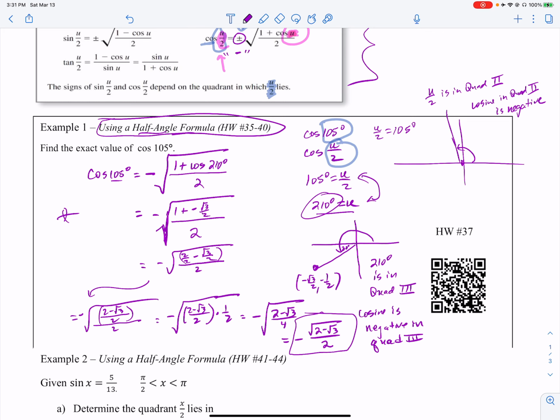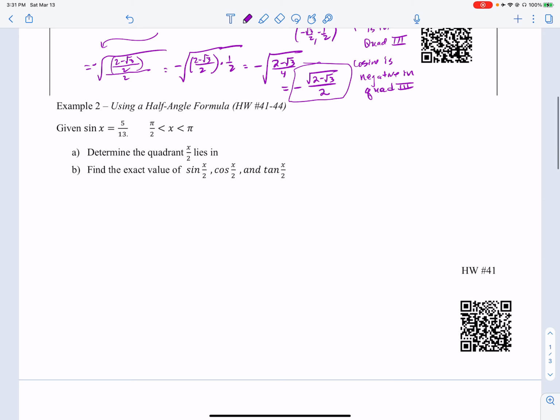Example 2. So using another half angle formula, so it says using a half angle formula. So you have to use a half angle formula on this. And once again, we are given that sine of x is 5/13 and x is between pi halves and pi, which is a quadrant 2 angle.